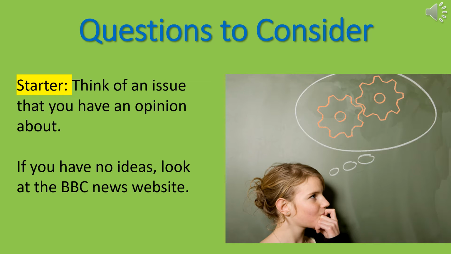GCSE English Language, Paper 2. We're going to start with question 5, which is a writing question about various viewpoints and perspectives. Questions to consider. Think of an issue that you have an opinion about. If you have no ideas, look at the BBC News website.